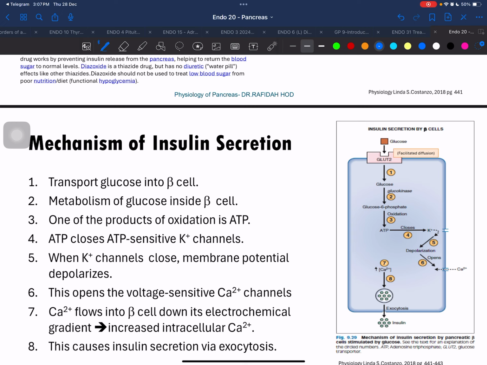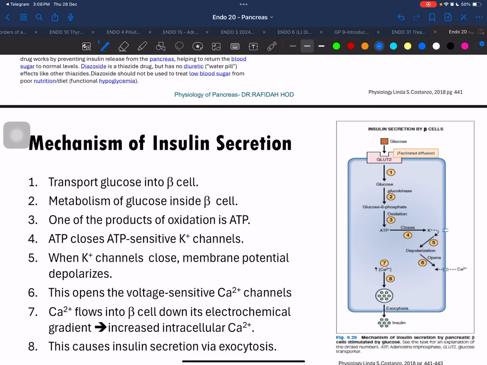This is the glucose, high glucose, and you can see at the end, insulin is being secreted. So we are going to talk about this, and because this is insulin being secreted, this is actually the beta cell at the islets of Langerhans in the pancreas. So first of all, it needs to transport the glucose into the cell, into what cell? Into the beta cell. So how does that happen?